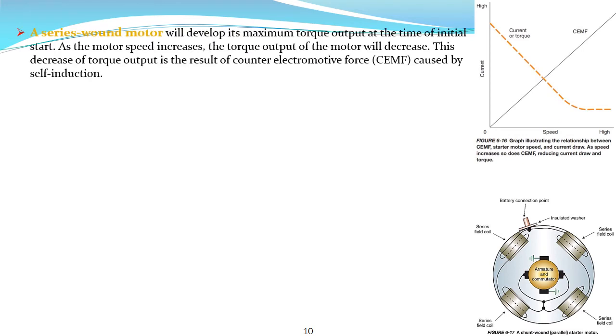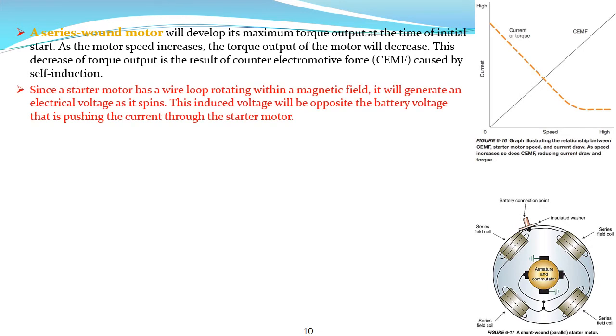A series wound motor will develop its maximum torque output at the time of initial start. As the motor speed increases, the torque output of the motor will decrease. This decrease of torque output is the result of counter electromotive force, CEMF, caused by self-induction.